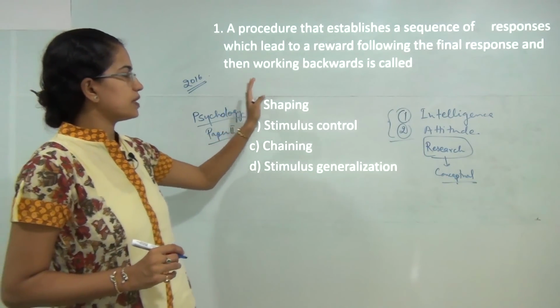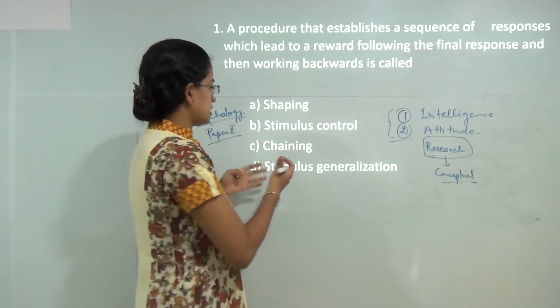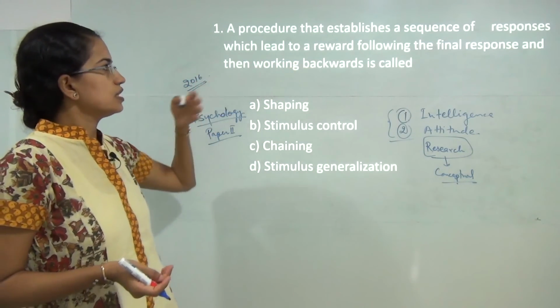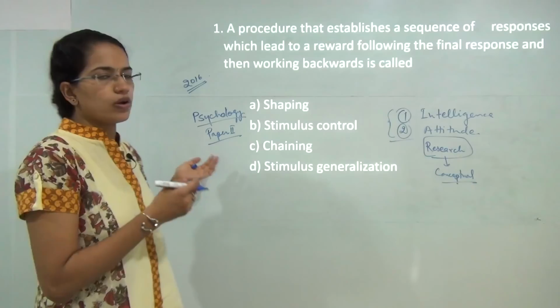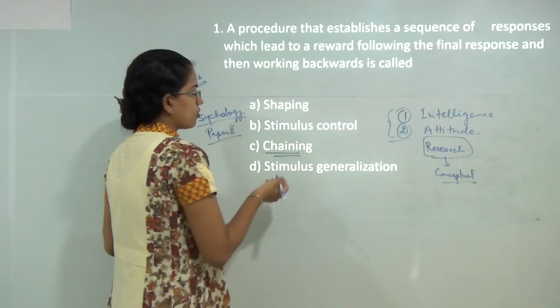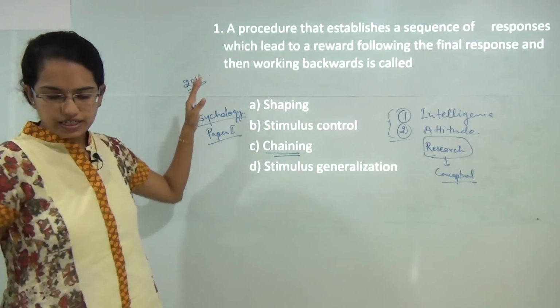Now the first question is based on the definition of what chaining is. Under learning we study chaining, and chaining is a procedure that establishes a sequence of responses which lead to a reward following a final outcome. So this is the definition of chaining. This question was a very direct question.